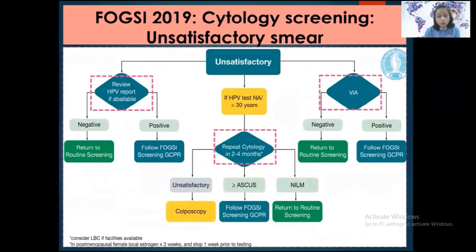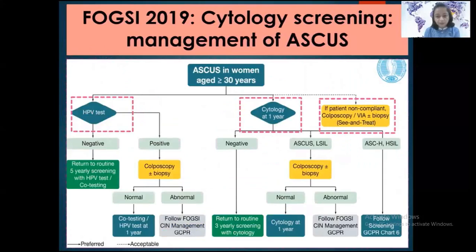So similarly, if cytology is used as the primary screening modality and the result obtained is unsatisfactory, then the HPV report has to be reviewed if available with that female, and if it is positive, then appropriate management according to the previous protocol has to be done. If no HPV report is available, and the female is less than 30 years of age, then repeat cytology has to be done within 2 to 4 months. And similarly, VIA can also be employed, and if positive, then VIA management has to be provided to the female.